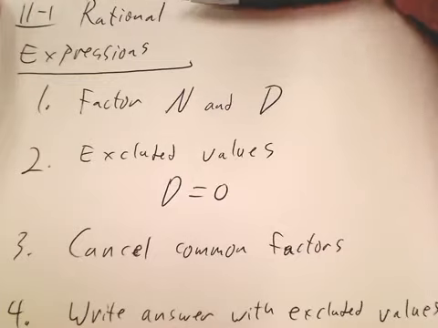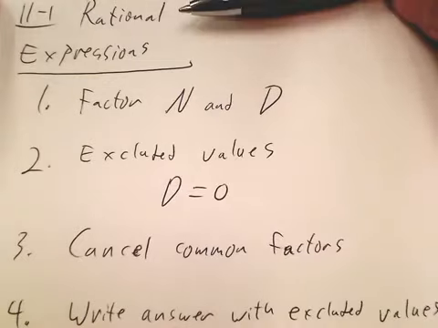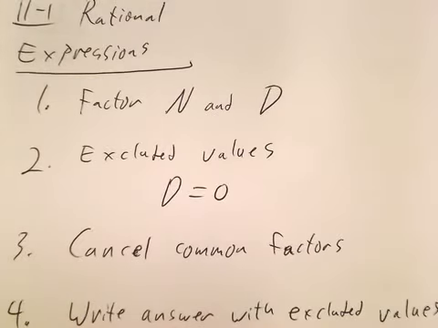Rational means a fraction. A rational number is a number that can be written as a fraction, and an expression is something with x's and pluses and minuses and numbers and squares and whatnot. So rational expressions, that's what that means. A fraction, algebra-like thing.